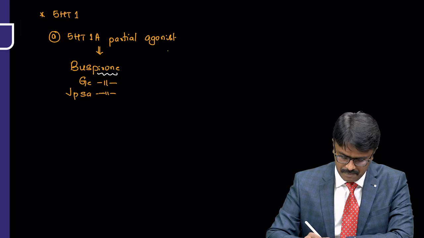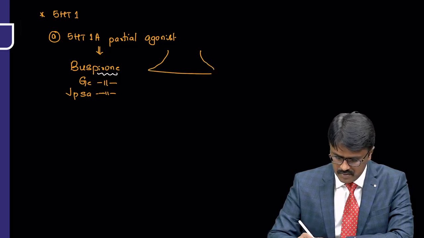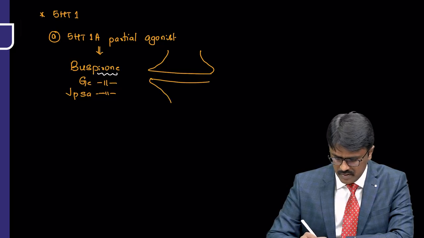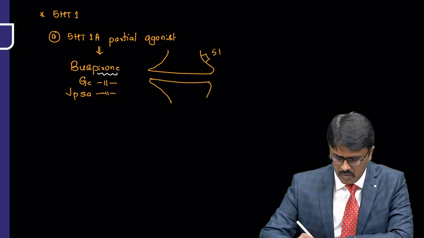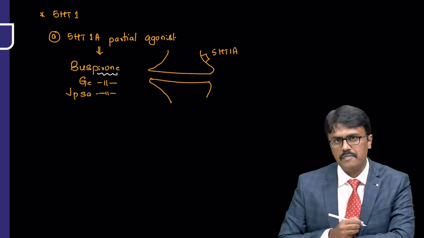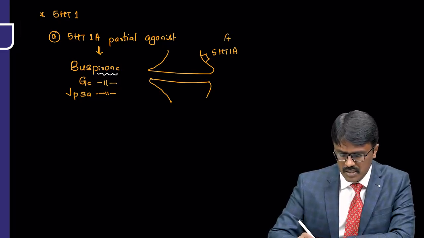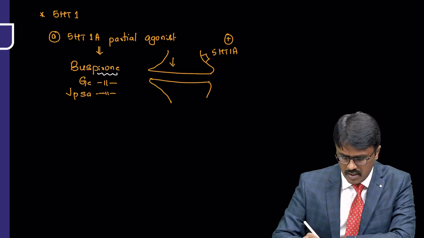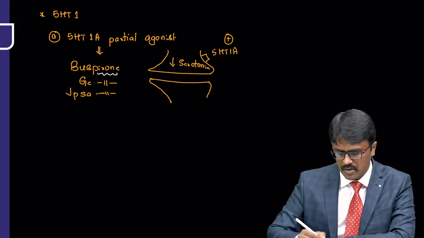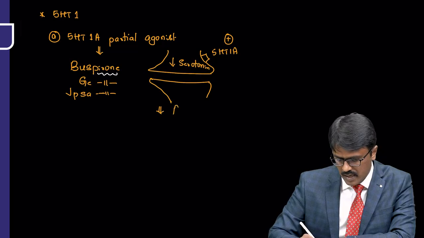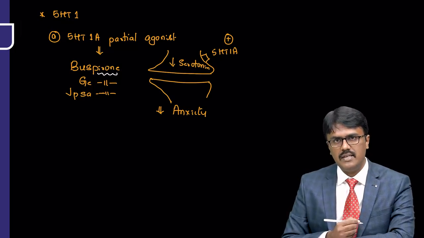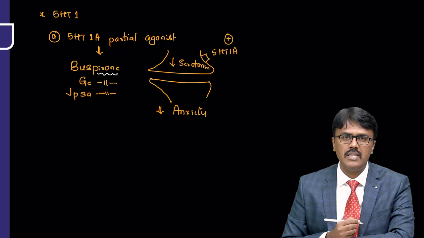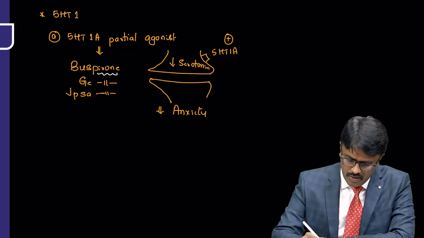Let me write here. Suppose this is the synapse. Now this 5-HT1A is present here, presynaptically. What happens if you partially stimulate this? It decreases the release of serotonin. So what happens if serotonin decreases? There is a decrease in anxiety. So the drug will decrease the anxiety by what mechanism? By 5-HT1A partial agonism.